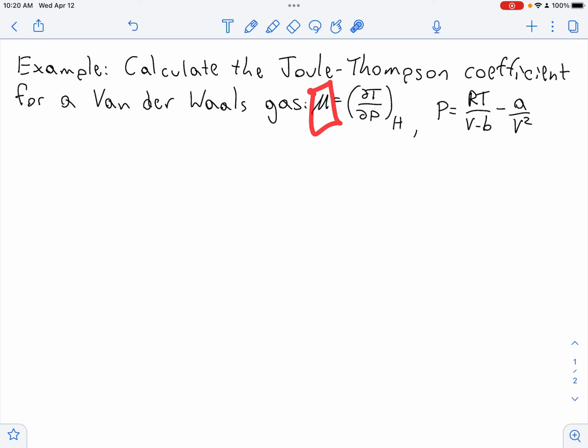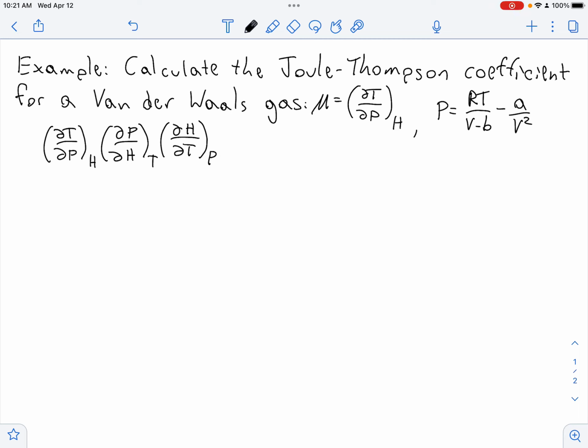Notice that the Joule-Thomson coefficient is a relationship between T, P, and H. So we want to know how T depends on P at constant enthalpy. And it may help to write the following cyclic chain rule: dT/dP at constant H times dP/dH at constant T times dH/dT at constant P equals -1.